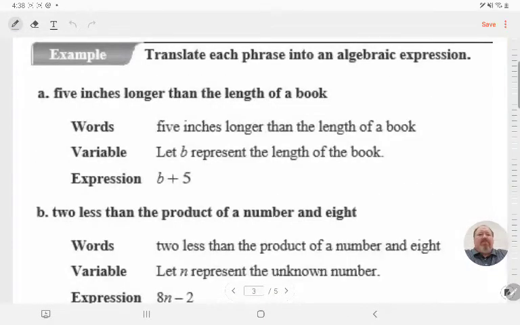So let's look at a couple of examples. We are to translate each phrase into an algebraic expression. 5 inches longer than the length of a book. So 5 inches longer than the length of the book. We are going to let B represent the length of the book. And we know that 5 inches longer than means we're going to add something to the length of the book, in this case 5. So B plus 5 would be my expression. Okay?